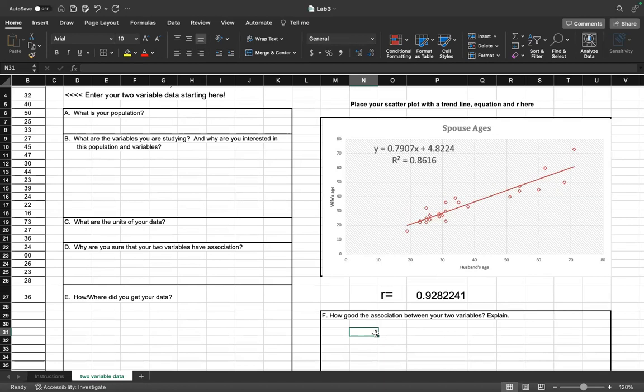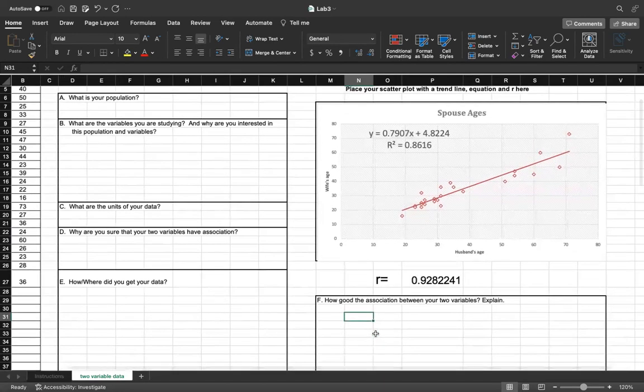So in part F, what I want you to do is talk about how strong your association is between your two variables. And you must reference your R value. When you're explaining, reference your R value.